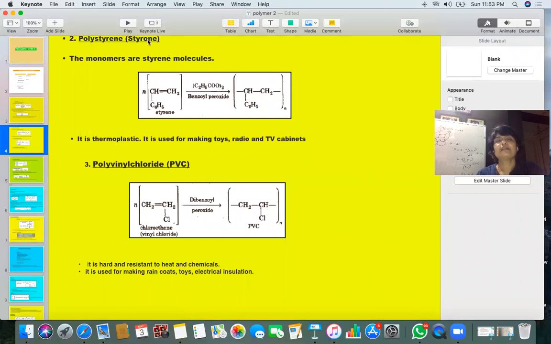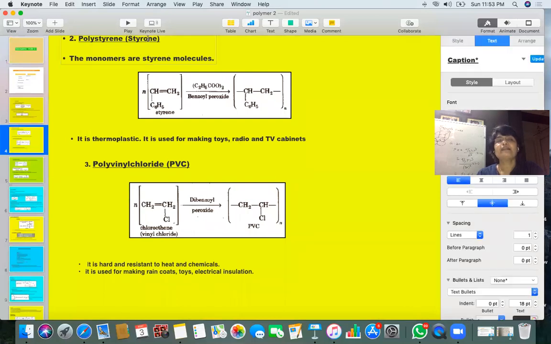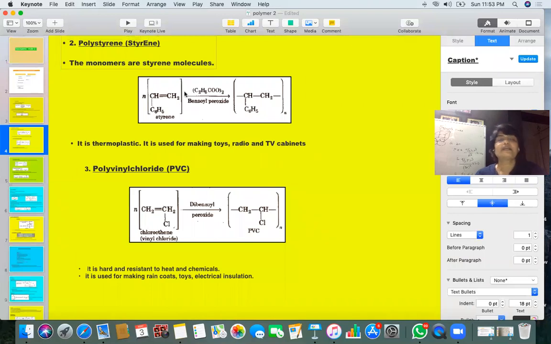Next we are going to take polystyrene. In this case we'll find styrene is the monomer. What is the difference here? Benzene with CH double bond CH2 attached. Through this pi bond, polymerization takes place with the formation of free radical. And you don't have to forget to write the catalyst. Where continuation is there, the double bond has been converted into single bond, and you have to write the slash. Here a dash has to be there. This is thermoplastic. It's used for making toys, radios, and TV cabinets.